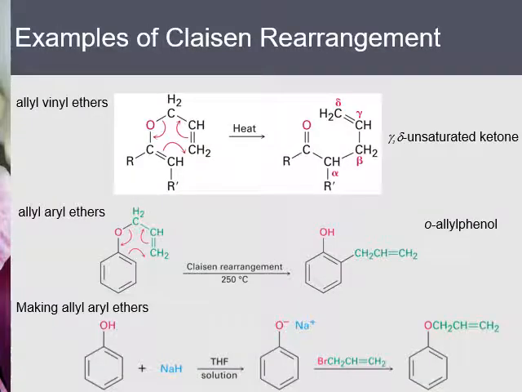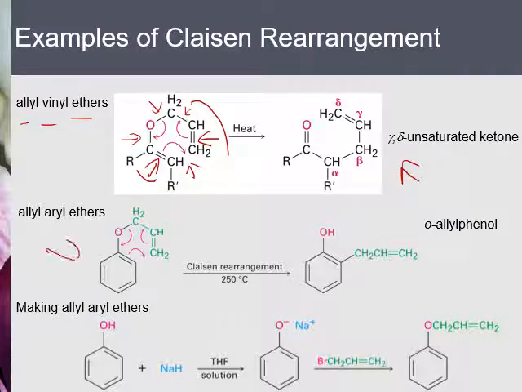Here shows an example of an allyl-vinyl ether. So this is the allyl group, and this is the vinyl group, and this molecule undergoes Claisen rearrangement. We can start with this pi bond. The pi bond moves to the next here, forming a new carbon-carbon bond, and this pi bond moves to the next one, forming a new pi bond, and this single bond breaks and goes to here, forming a double bond. Everything happens at the same time through a transition state, giving you a product which is a gamma delta unsaturated ketone.